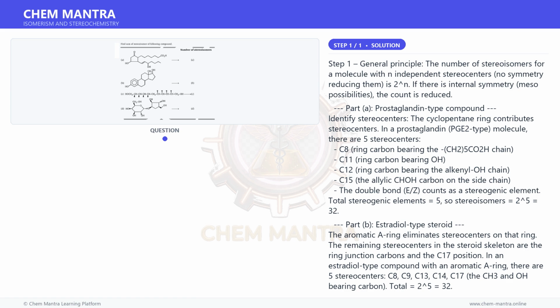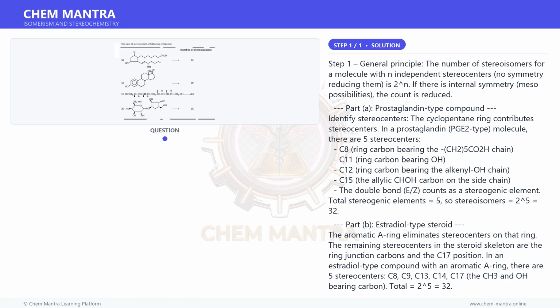Part C. Symmetric 12 carbon diol with 8 stereocenters. The molecule is HO-CH(R)-CH2-CH(R)-CH2 type with 8 stereocenters. However, the molecule has a plane of symmetry. It is symmetric about the central CH2-CH2 bridge. Because of this symmetry, we apply the formula.